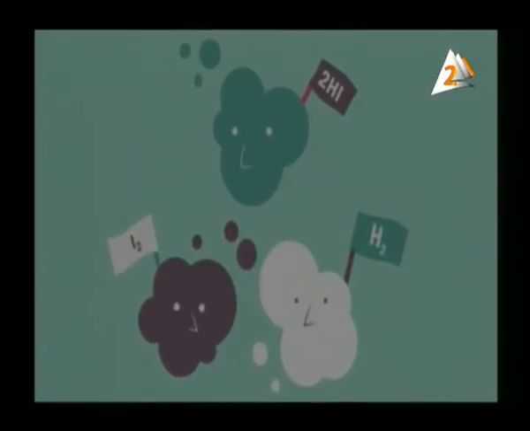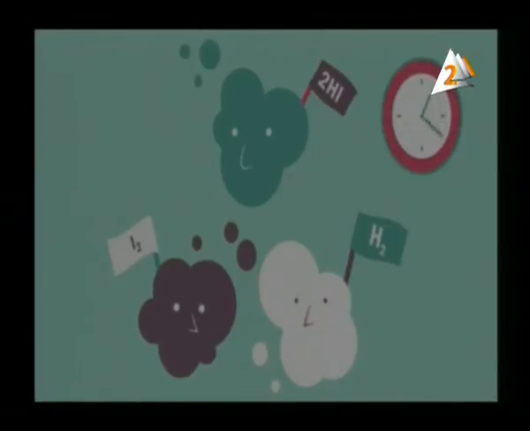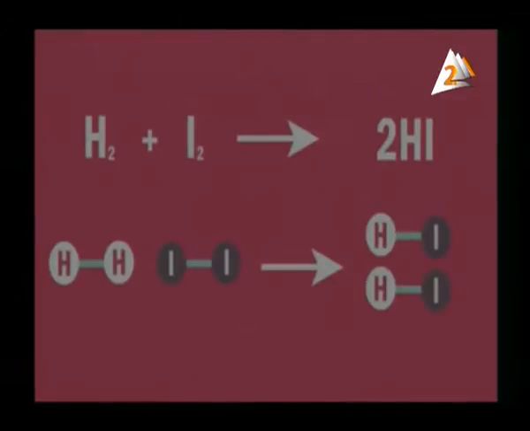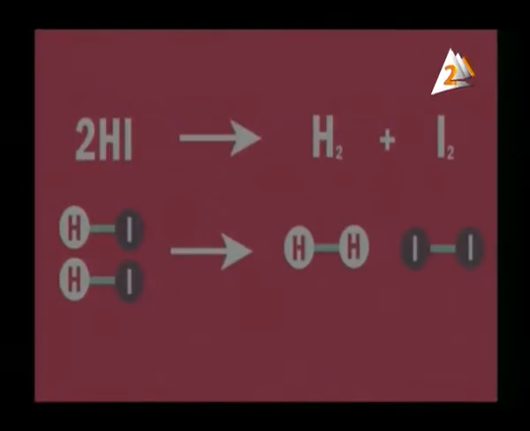Oh, this can happen, because this is a reversible reaction. When you wait some time, you find the amount of H2 and I2 increases, until they arrive at equilibrium. The equation is H2 plus I2 gives 2HI, and the hydrogen iodide molecule decomposes into H and H.